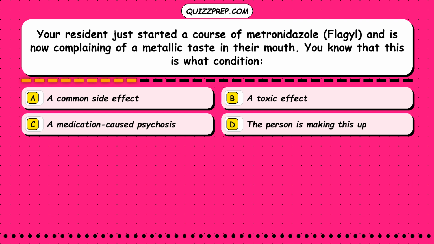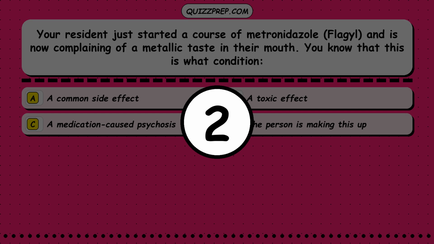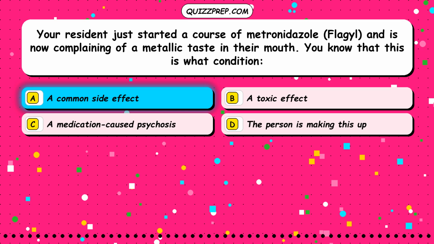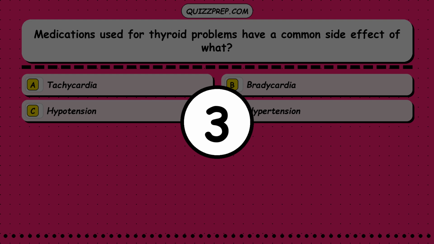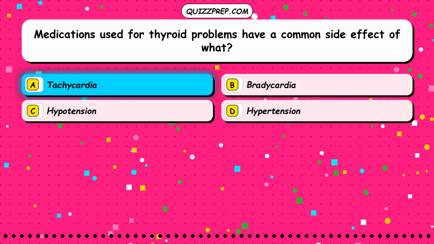Option B, a toxic effect. Option C, a medication-caused psychosis. Option D, the person is making this up. The correct answer is option A, a common side effect. Question 363. Medications used for thyroid problems have a common side effect of what? Option A, tachycardia. Option B, bradycardia. Option C, hypotension. Option D, hypertension. The correct answer is option A, tachycardia.